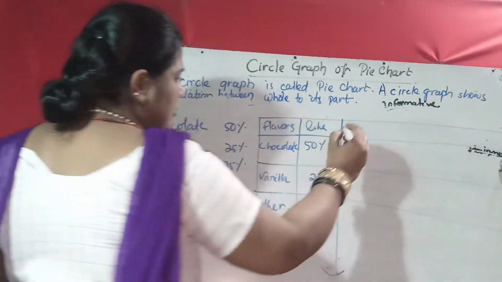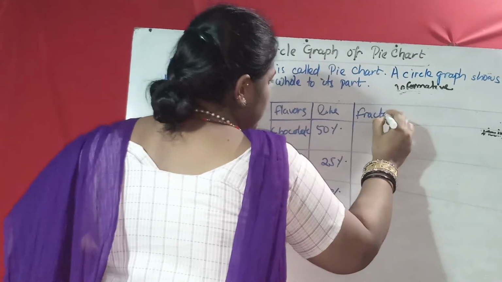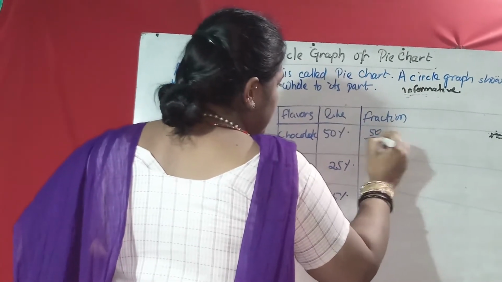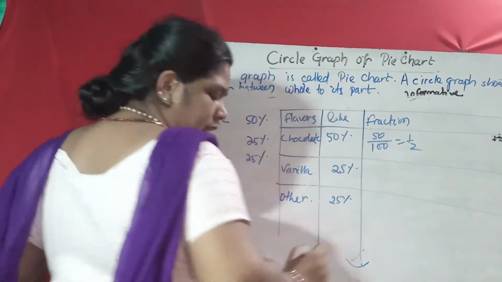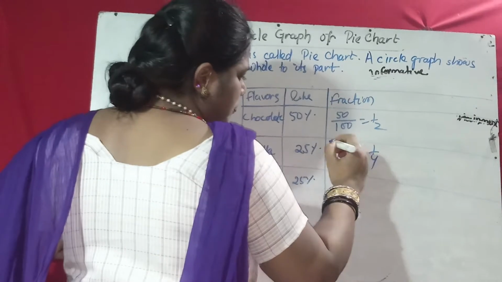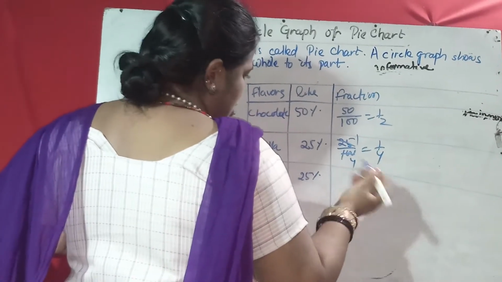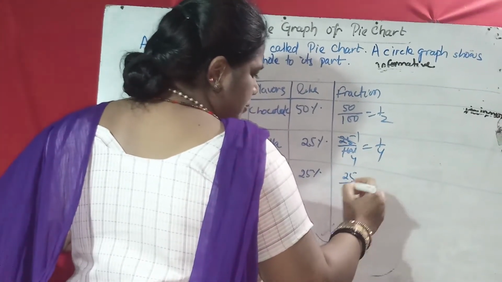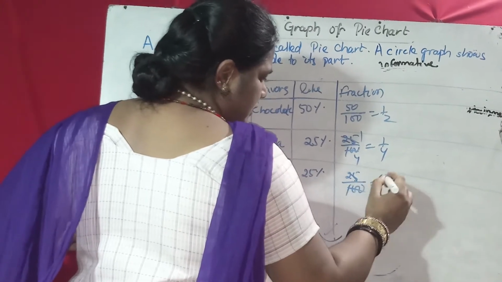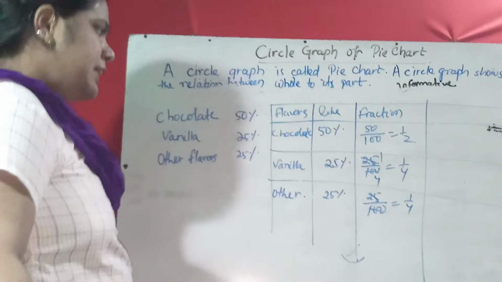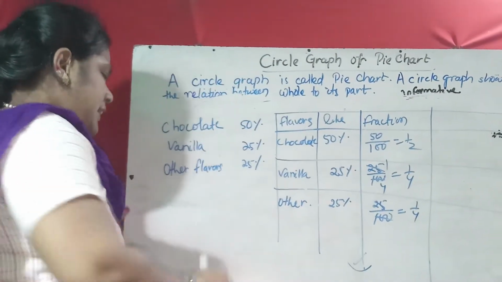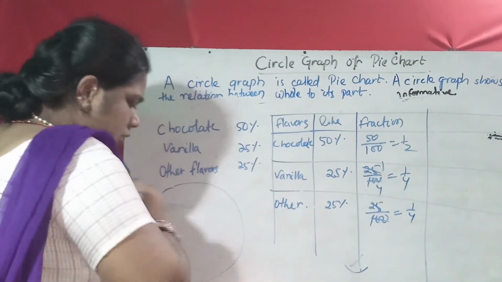How will you find the fraction? 50 by 100 equals half. Then 25 by 100 is 1 by 4. Others liked by the same 25%, 25 by 100, it is 1 by 4. Okay, so degrees. I said that the total is 360 degrees. If you draw a pie chart, you will get 360.